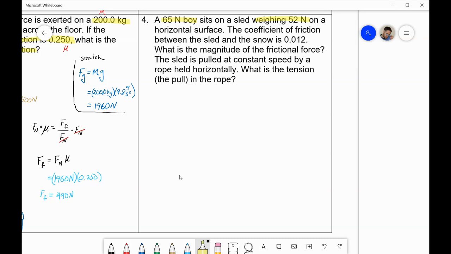It says the coefficient of friction between the sled and the snow is 0.012. That's a lot less than we've had so far. There's a lot less friction between snow and a sled, kind of like skates. What is the magnitude? That's the amount of the frictional force. This is what we're looking for. All right, so we're going to start with that.